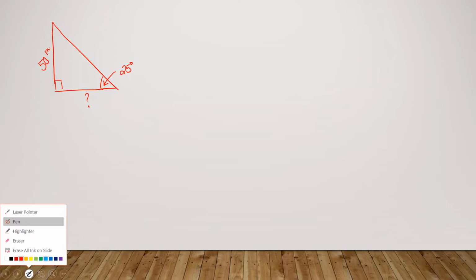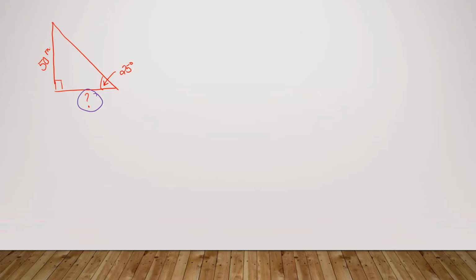We know this side is 50 meters. We know this angle is 25 degrees. And this is the side they want us to find, right? Okay, so just like we have been doing, we need to see what information we have. This unknown side is next to that 25 degrees, isn't it? So that's our adjacent side. This 50 meters happens to be opposite, correct? Which means, once again, we are dealing with which trig function?